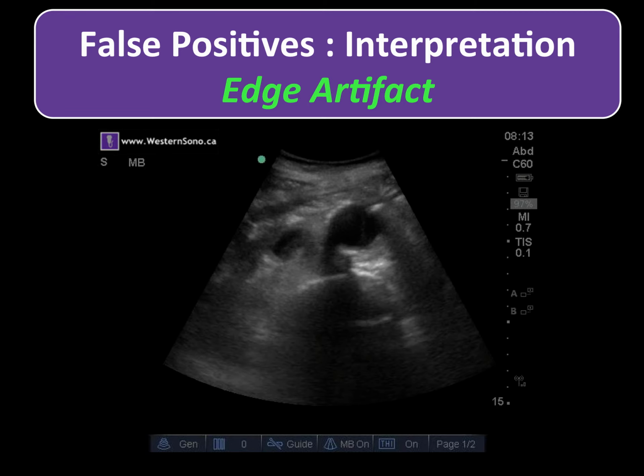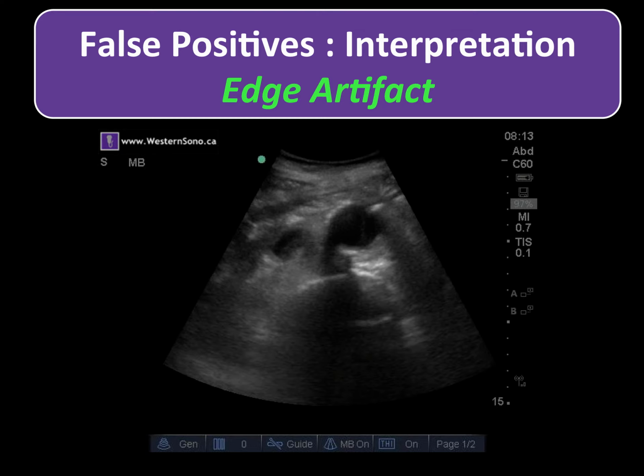Another false positive can be seen with refraction or edge artifact. When the ultrasound beam crosses the boundary of tissues with different propagation speeds at an oblique angle, or when it strikes a curved structure, the beam direction changes and a shadow results. This is the same artifact that can be seen in other areas of point-of-care ultrasound.